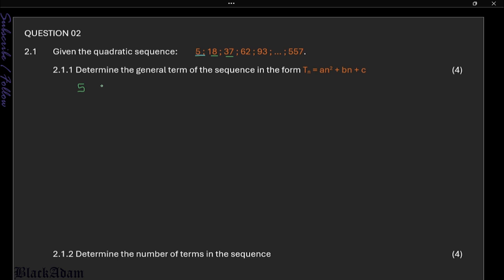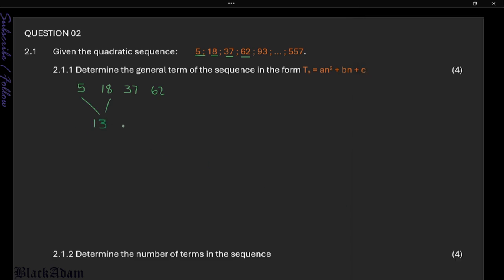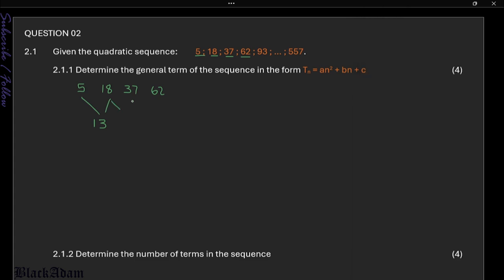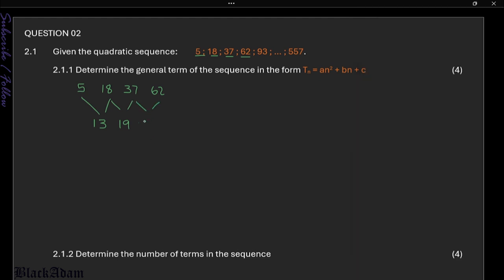This is arithmetic sequence, quadratic sequence. So we have 5 as the first term, the second term is 18, the third term is 37, the fourth term is 62. We don't need all of them, just the first 4 is okay for quadratic. The first differences: 18 minus 5 is 13, 37 minus 18 is 19, and 62 minus 37 is 25.